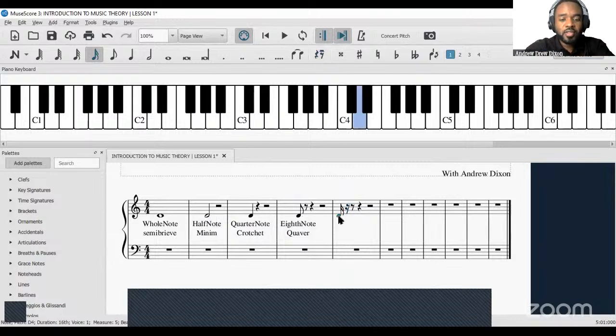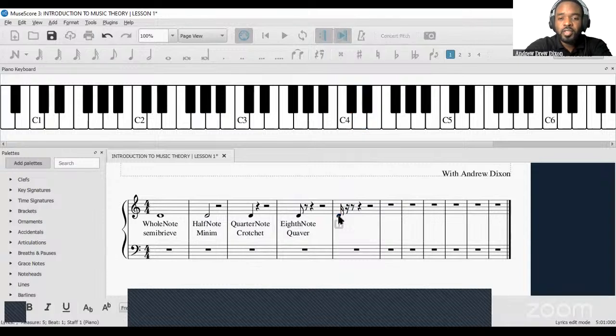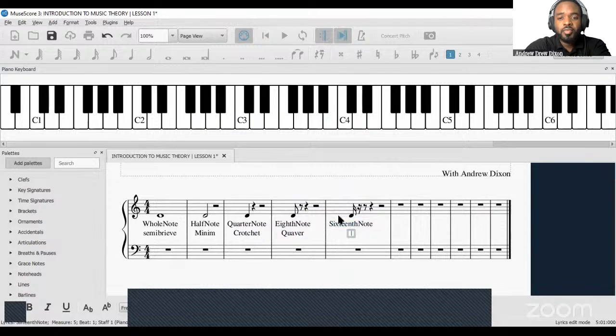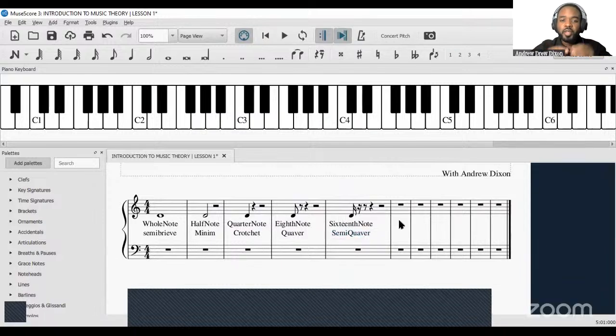So this is called, you can tell me what's the name of this one. Let's do some mathematics. Half of an eighth is what? That's right, 16th note. And another name for the 16th note is the semiquaver. Semibreve, minim, crotchet, quaver, semiquaver, or whole notes, half notes, quarter notes, eighth notes, and 16th notes. That's all we're going to cover for today.